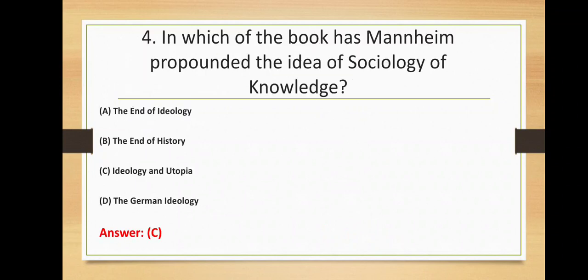In which of the books has Mannheim propounded the idea of sociology of knowledge? Here the options are option A, The End of Ideology, option B, The End of History, option C, Ideology and Utopia, option D, The German Ideology. So in his book Ideology and Utopia, Mannheim propounded the idea of sociology of knowledge.